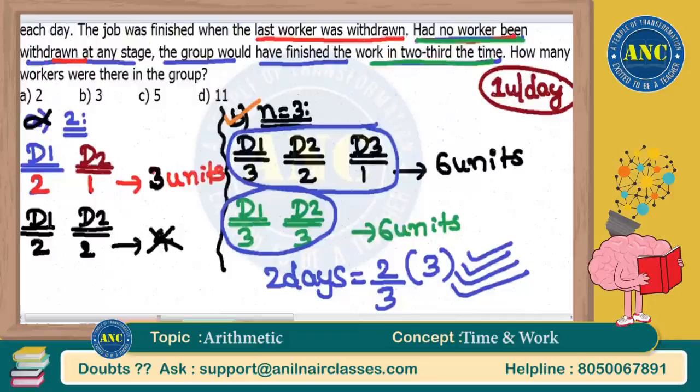Mano, last step. Now, Mano, the question is, if no person had left, had no worker been withdrawn at any stage, the group would have finished the work in 2/3 of the time they have taken when people are leaving, right? Now see here. Okay, Purushottam. For n equal to 3, why do you have day 1 and day 2 only? Now, Purushottam, this will also answer Manoj's question.